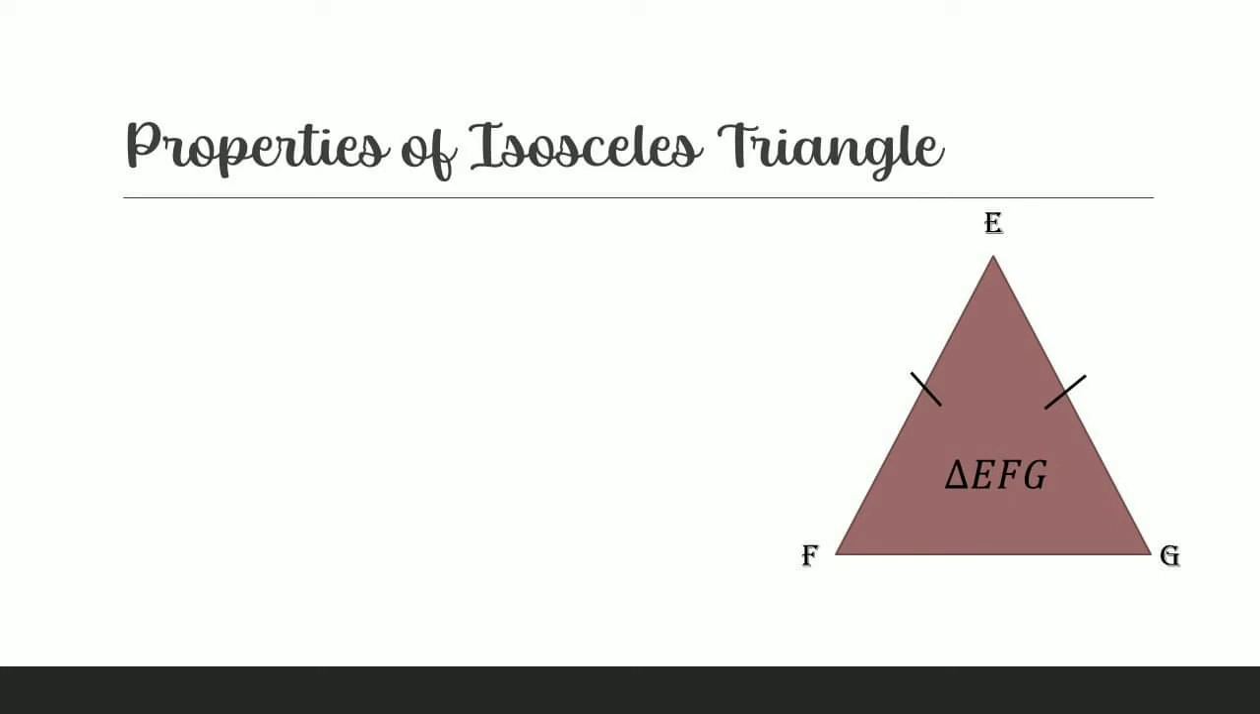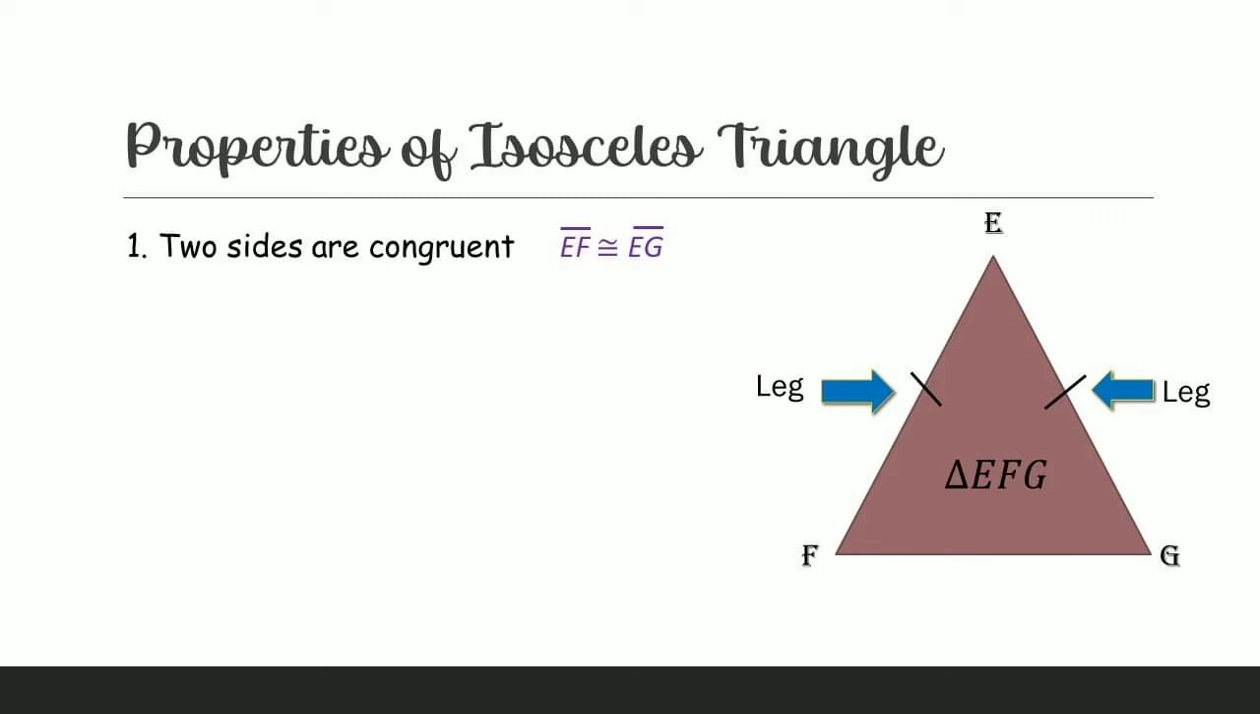So yung triangle may markings na sa dalawang legs. So our number one is two sides are congruent. Diba nga, yan yung definition of isosceles triangle. So, sa triangle na yan, yung dalawang legs na yan ang congruent. So, that is side EF is congruent to side EG.